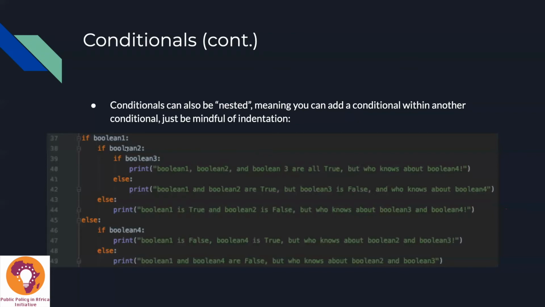But let's say Boolean 2 is instead true. Now if Boolean 2 is true, we're going to evaluate Boolean 3. Say Boolean 3 is true. Then we'll print Boolean 1, Boolean 2, and Boolean 3 are all true, but who knows about Boolean 4? Again, we don't know about Boolean 4 because we only evaluate it in the case that Boolean 1 is false, but Boolean 1 must have been true for us to make it to line 39, because we only go inside this block right here in the case that Boolean 1 is true. But say Boolean 3 was false, then we go to the else block tied to Boolean 3, and we print Boolean 1 and Boolean 2 are true, but Boolean 3 is false, and who knows about Boolean 4?